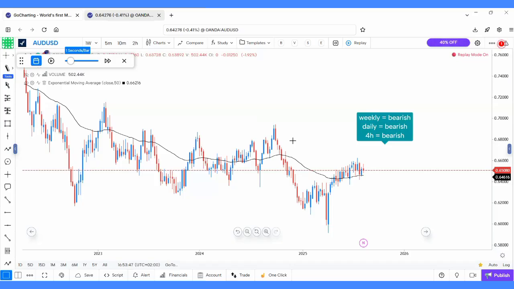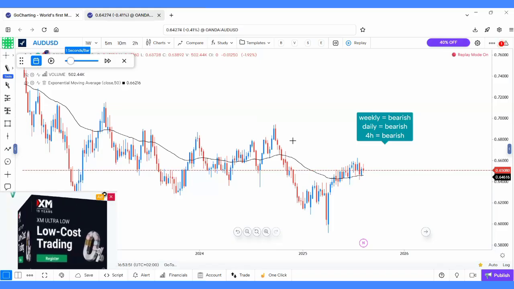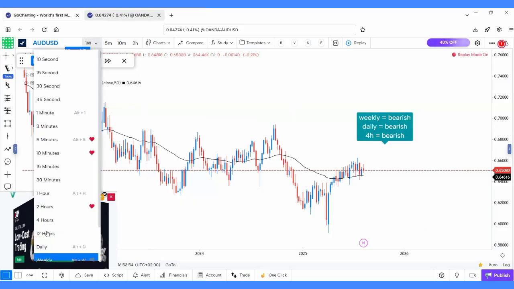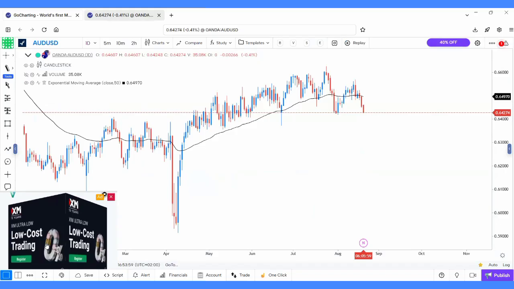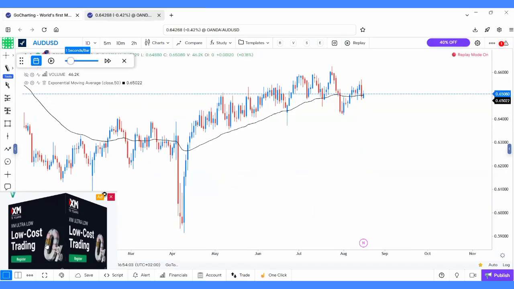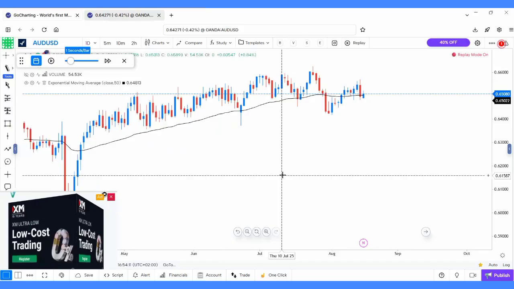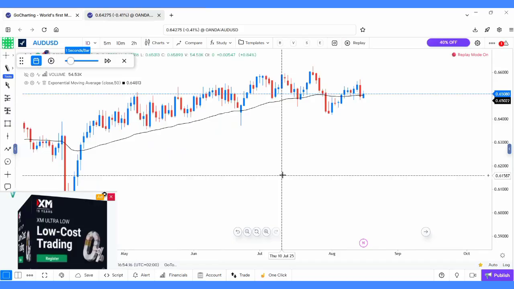You know what this means? We're only looking for sales. So let's jump into the daily time frame. Now, before I look for my area of interest, I like to mark my higher highs and higher lows. So I also use the daily and the 4 hour. You don't have to mark every higher high and higher low. You just mark the recent ones because they're the most important ones.